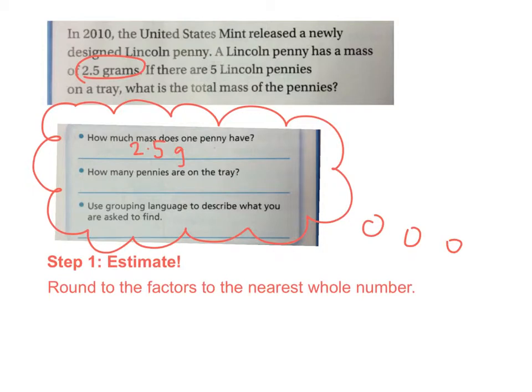The next thing we have to think in our head is, how many pennies are on the tray? How many pennies are on the tray? Because the problem tells us there are 5 Lincoln pennies on the tray. So, try to use grouping language to describe what we need to find. We need to find how many groups of what? We need to find blank groups of blank.